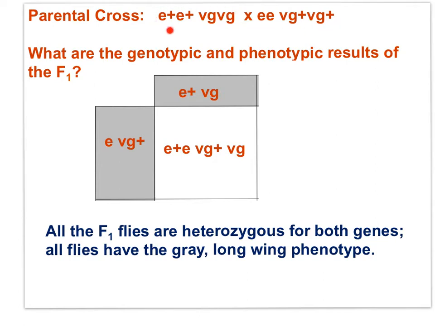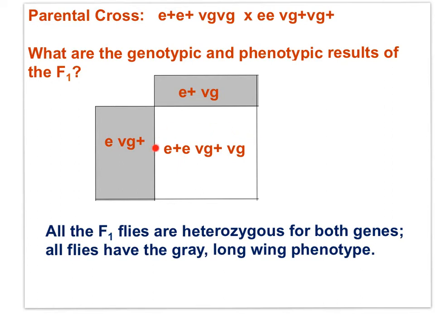Now, the gray vestigial wing parent only produces gametes that look like this. All the gametes have the gray vestigial alleles. This parent produces only these gametes. These are the ebony long wing alleles. Only these 2 alleles come from this individual, and all F1s are heterozygous for both genes. All the F1 flies are gray long wing.